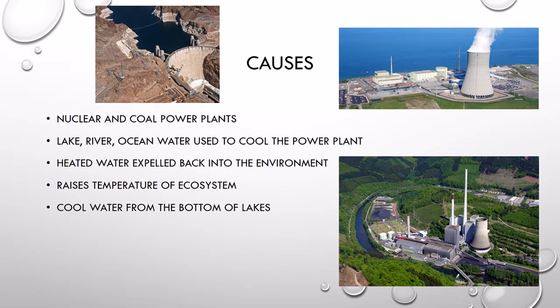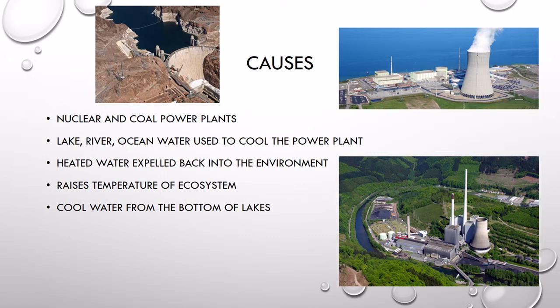75 to 82% of thermal pollution comes from power plants. Thermal pollution occurs when water from lakes, rivers, or oceans is used to cool the power plant. It is then released back into the same rivers, lakes, or oceans at a higher temperature.